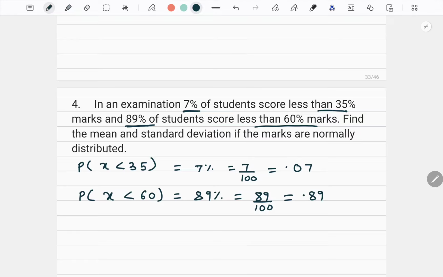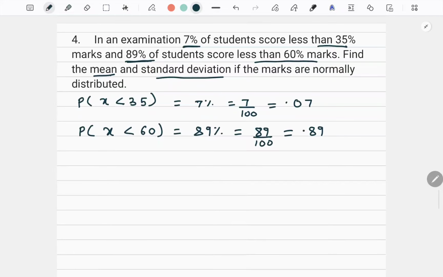Right? So now, this question is something reverse if you observe. They have given me the probability and they are asking me to find out the mean and standard deviation. So you need to understand this question properly. Now this is again in terms of x, but I want it in terms of z. So let me convert this to z. If I want to convert this to z, I need the mean and standard deviation, which I don't know.